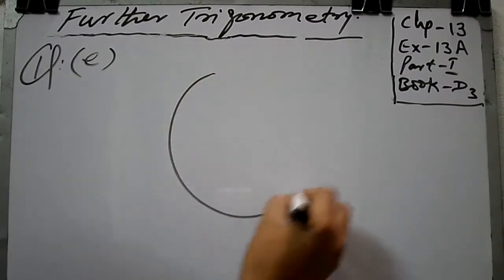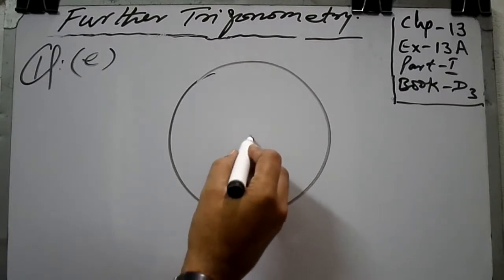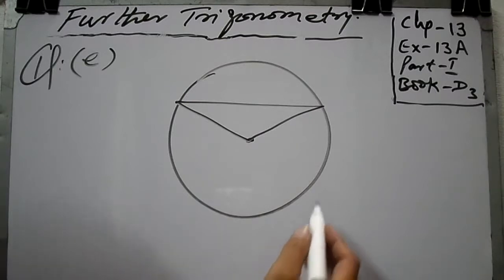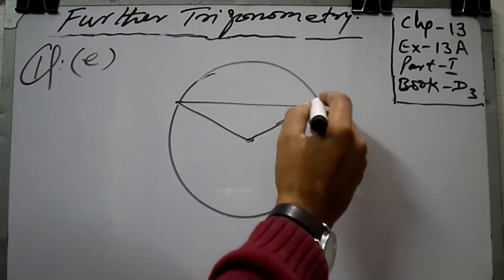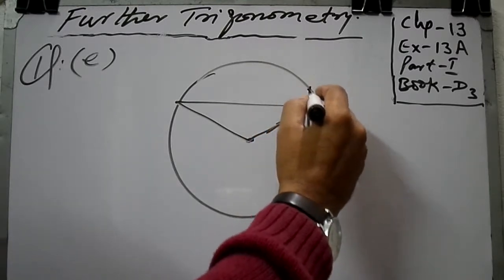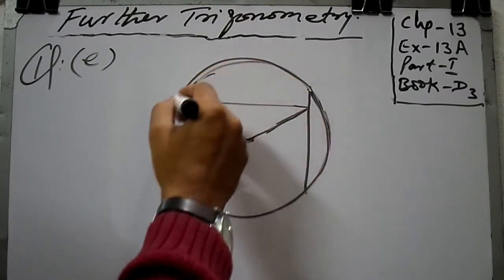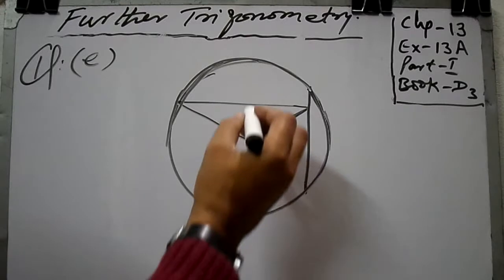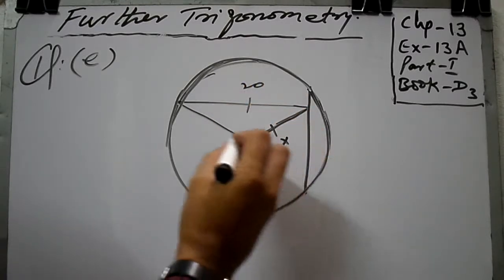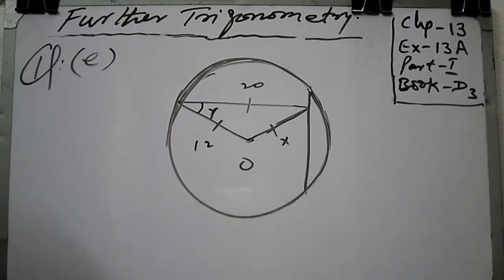First of all, we have to draw the configuration from your textbook. Now you see here, this one is 20, we have to find x, then this one is 12 and we have to find y also. That is your point B and that is your point A. Now in this given configuration we have to find the value of x and y.